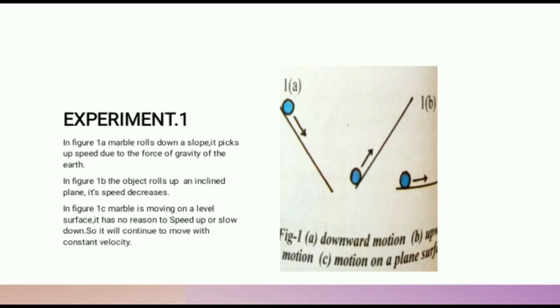Picks up speed due to the force of gravity of the earth. In figure 1b, the object rolls up an inclined plane. Its speed decreases because the gravitational force is downward. The object is moving upward, so its speed decreases.